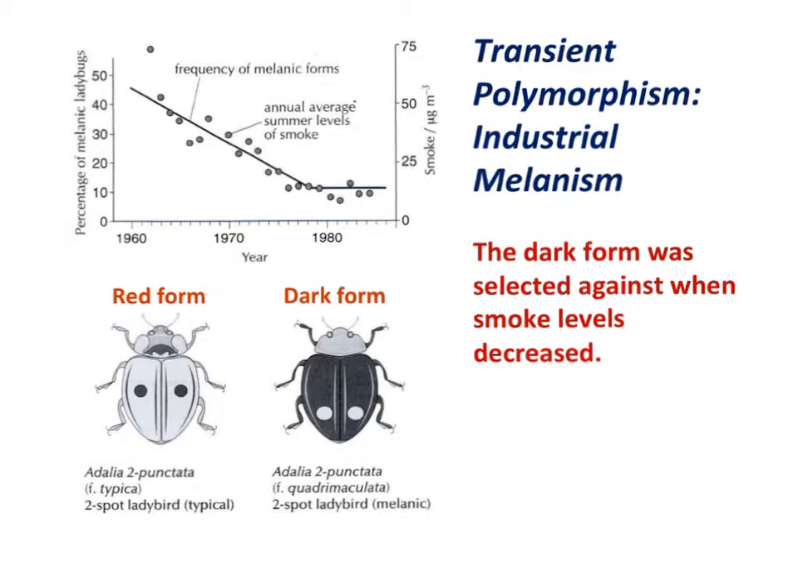In a different example of transient polymorphism and industrial melanism, you can see that as the environment became less and less smoky, as indicated by these data points, with smoke on this y-axis, the frequency of the dark forms decreased. The dark forms of Adalia were selected against as the smoke cleared.